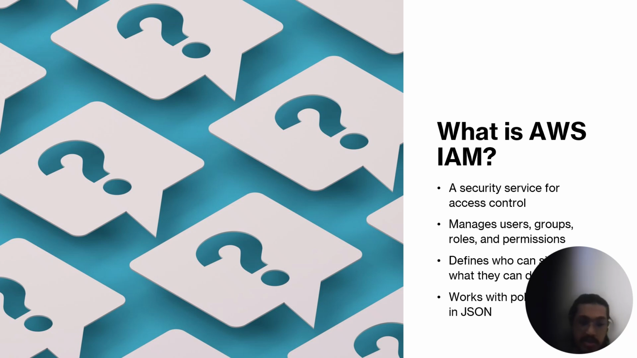So what is IAM? AWS IAM is basically your access management system inside AWS. You can create users and assign them different levels of permissions. For example, a user could have permission to start EC2 instances, but not to delete S3 buckets. IAM uses policies, which are like rule books, written in JSON format. This policy clearly defines what actions are allowed or denied for each user or group.